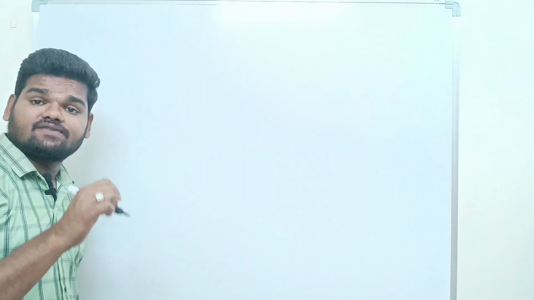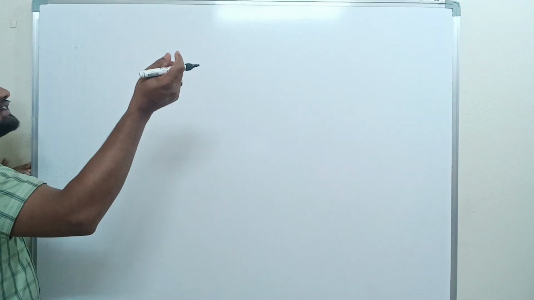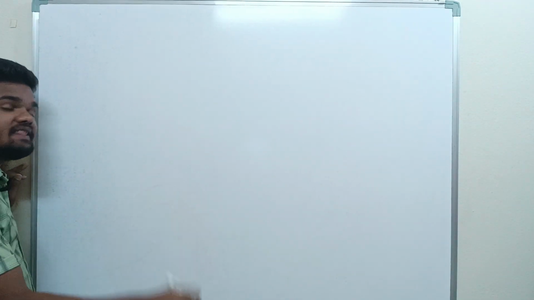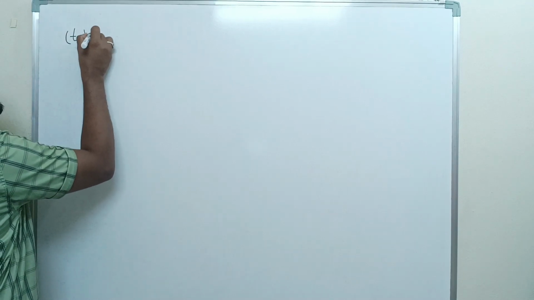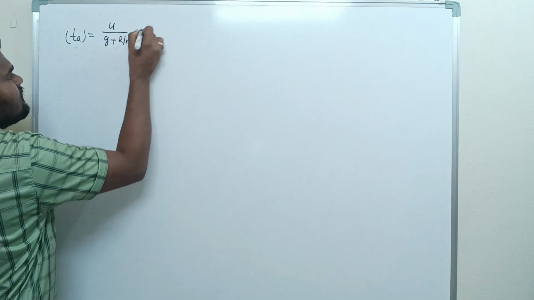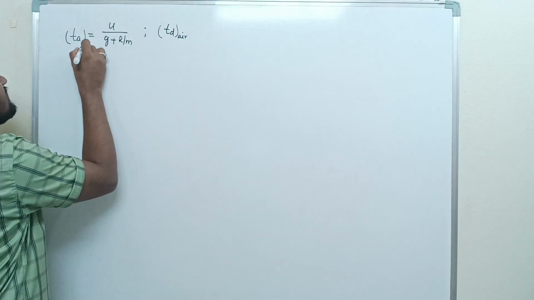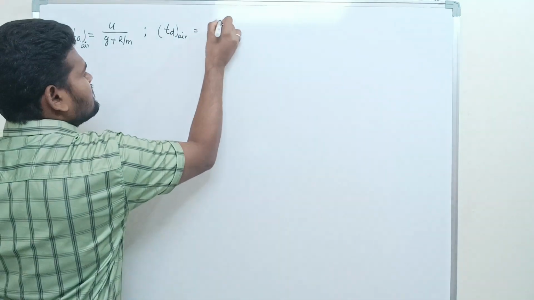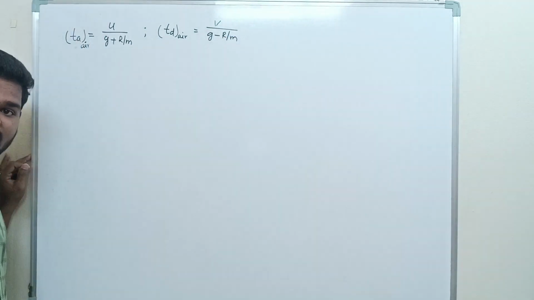Right. So we got the equations for time of ascent as well as time of descent in case of an upward projected body and freely falling body in the presence of air. So what are those? Time of ascent is equal to u by g plus r by m. And the second one, time of descent in the presence of air, we got v by g minus r by m.